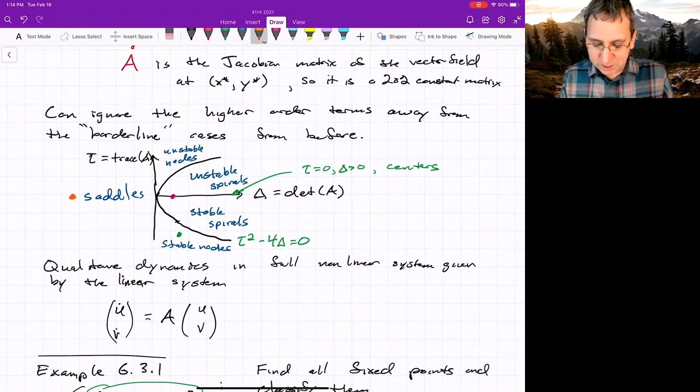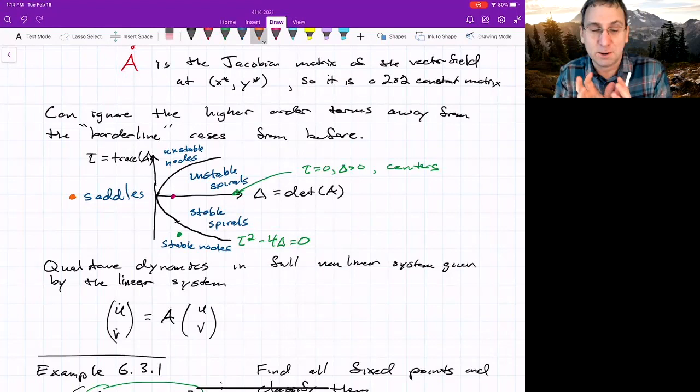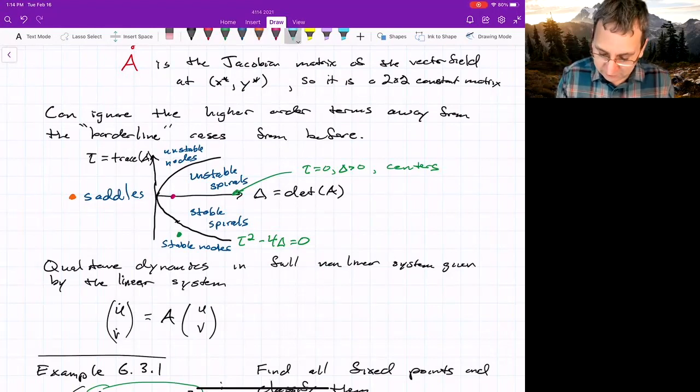In fact, any of these regions, like the saddles, unstable nodes, unstable spirals, and so on, that fill up an area, if you're in that area and you have a small perturbation to the vector field, we're talking about infinitesimally small, you would still be in that same region. So if I have a point here in the unstable nodes, with any small perturbation I will still be an unstable node. That's not true for the borderline cases.